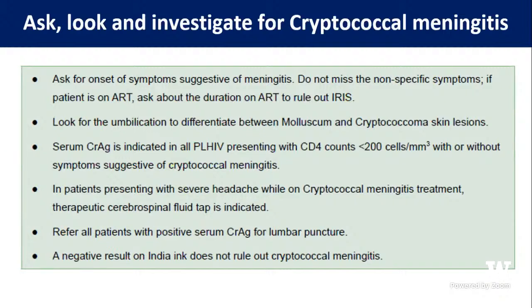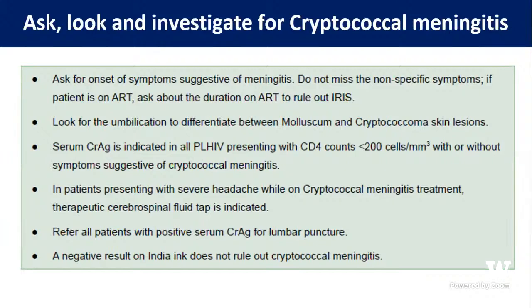Like I said, one of the differential diagnoses for cryptococcal skin lesions is molluscum. So if there is umbilication of the skin lesion, it goes more in favor of molluscum. If umbilication is absent, it goes more in favor of cutaneous cryptococcosis. But sometimes these are very difficult to differentiate clinically because the lesions can be very small, and especially in dark-skinned persons, it is very difficult to look at these minute skin changes.